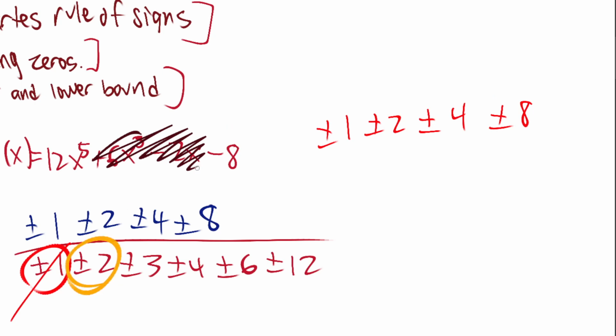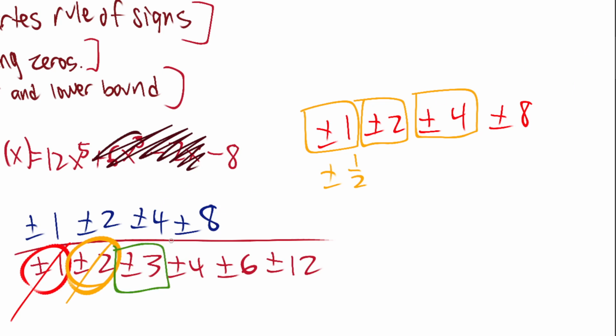Then we're going to move on to positive 2. 1 divided by 2 is plus or minus 1/2. 2 divided by 2 is 1, which is already listed here. I'm going to box the ones that repeat. 4 divided by 2 is already listed here, and 8 divided by 2 is already listed here. So that takes care of those. We just don't need the repeats. We'll skip to green because yellow doesn't show up.